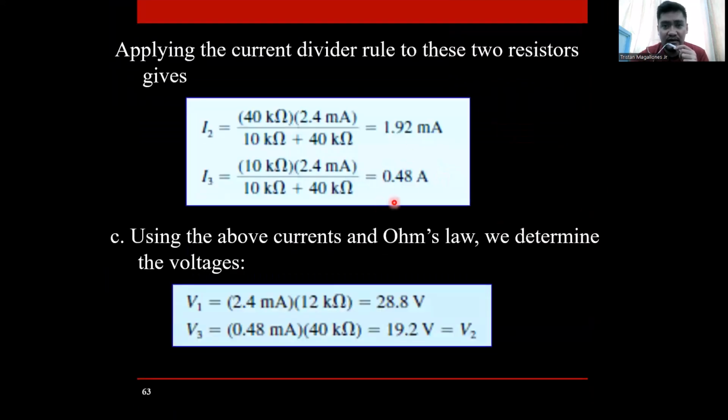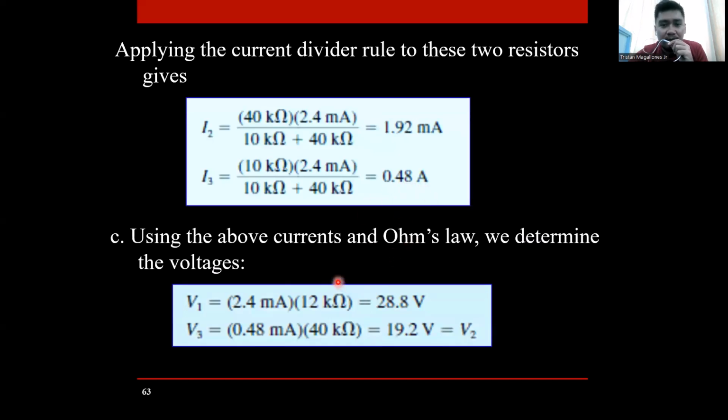So we know the current divider, right? I2 will be equal to the total current multiplied by 40 kilo ohms divided by the sum of the resistances, 40 kilo ohms divided by 10 kilo ohms plus 40 kilo ohms. So I get 1.92. Why did we use 40 kilo ohms here? Since again in the current divider rule, the opposite resistance is what you consider because they are inversely proportional, right? So I get 1.92 milliamperes here, and for I3, 0.48 milliamperes.